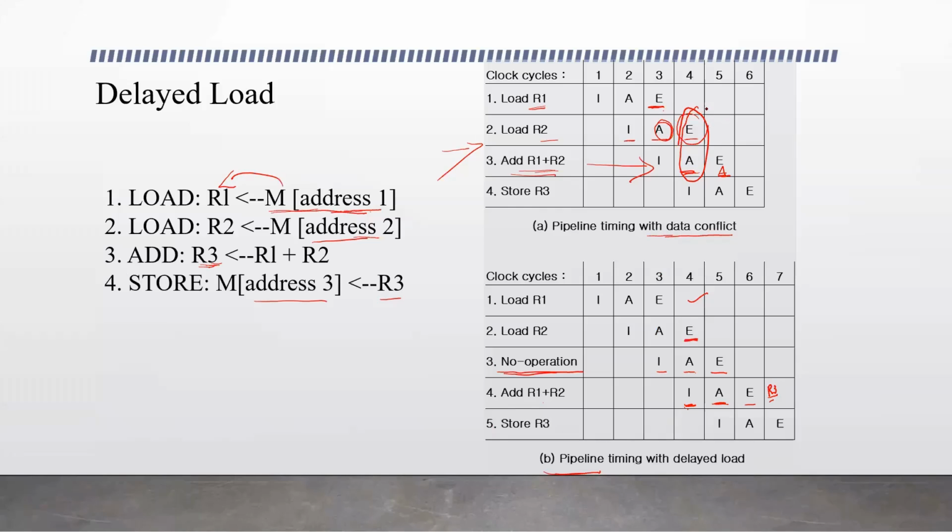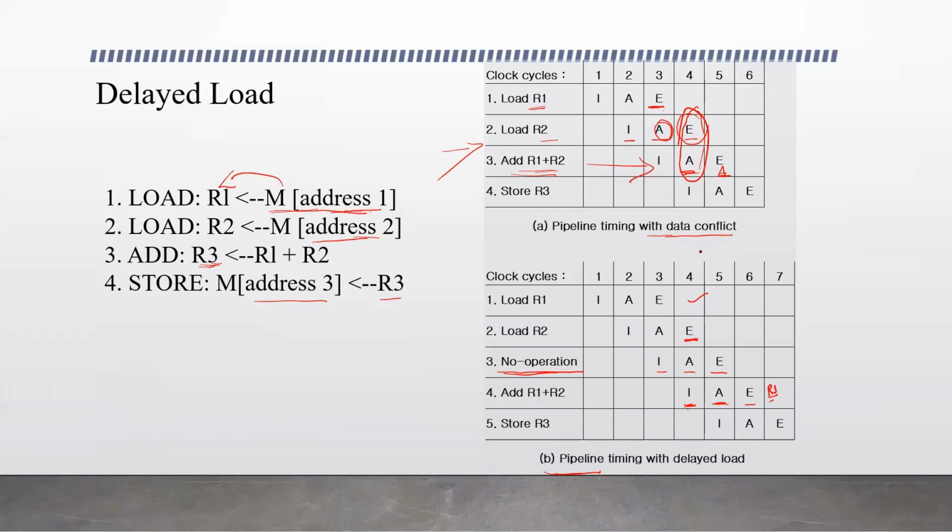And here we have seen the data. There is a data conflict during clock cycle 4. The data that is required for the third instruction, add R1 plus R2, is not available at that moment, because it is being processed by the earlier, previous instruction. So we call this a data conflict. This data conflict can be taken care of by the compiler.